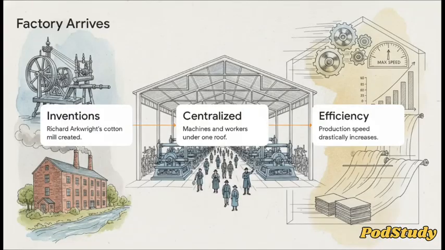Of course, things couldn't just stay in the living room forever. By the late 18th century in Britain, cotton became the undisputed king of the world. Step 1 in this shift, inventions like Richard Arkwright's really famous cotton mill completely changed the game.